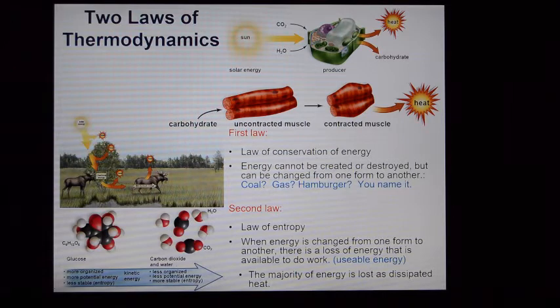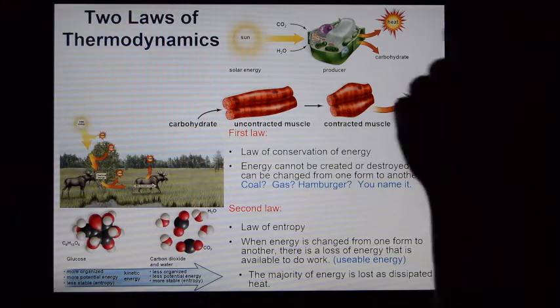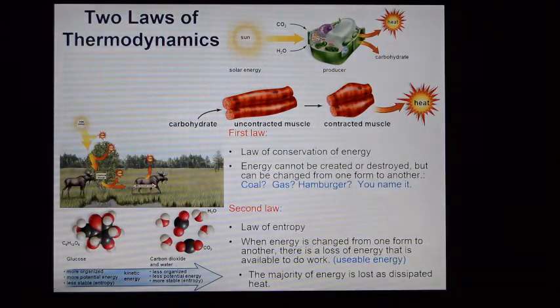Every time energy changes forms, there's a net loss. I could flip a light bulb on. You could put your hand on it. It's radiating light, but it's also releasing massive quantities of heat. That is, as energy changes from one form to another, there tends to be a net loss of usable energy, oftentimes as heat.